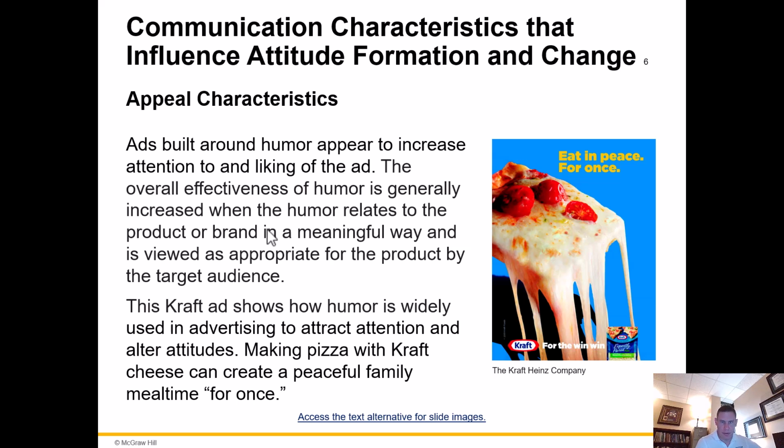This Kraft ad shows how humor is widely used in advertising to attract attention and alter attitudes. Making pizza with Kraft cheese can create a peaceful family mealtime for once. And we can see the picture on the right hand side.